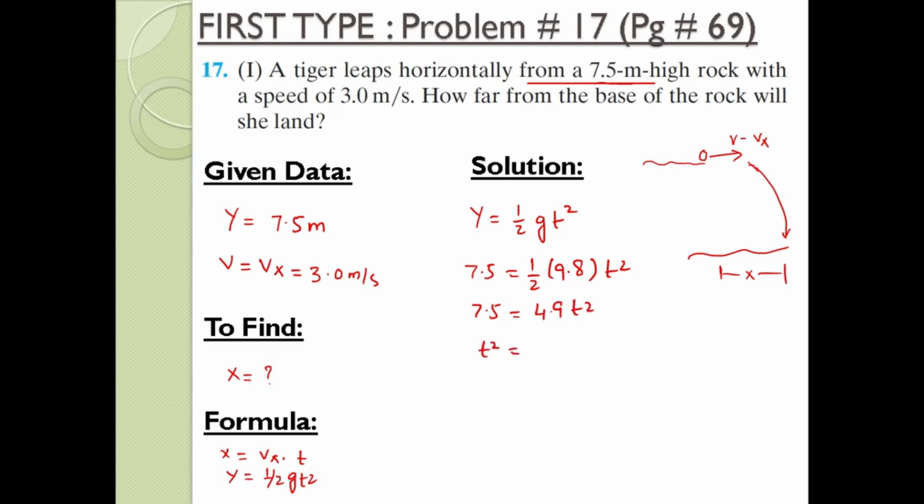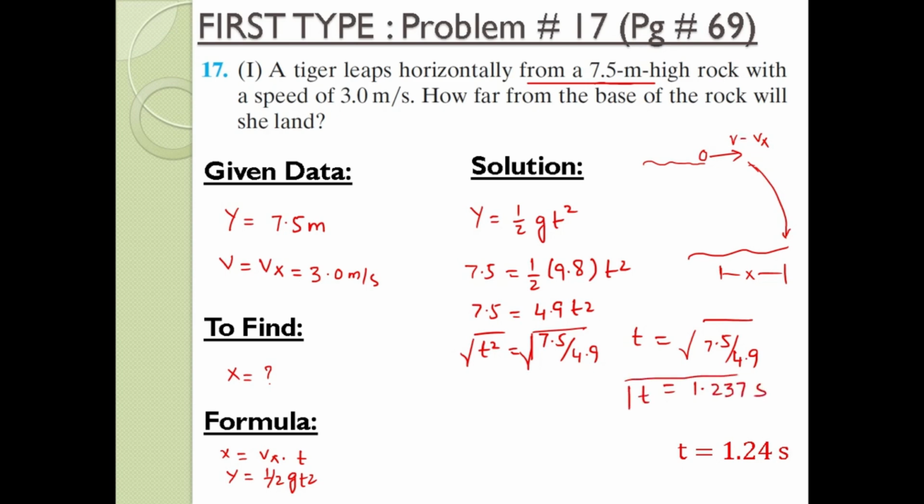So t square is equal to 7.5 over 4.9, and then to remove the square I will take the square root. So I got t is equal to the radical of 7.5 over 4.9. When I solve it, time is equal to 1.237, and I make it 1.24 seconds. So we got the time for this one.